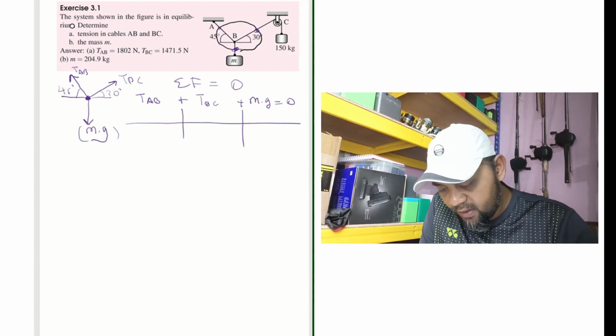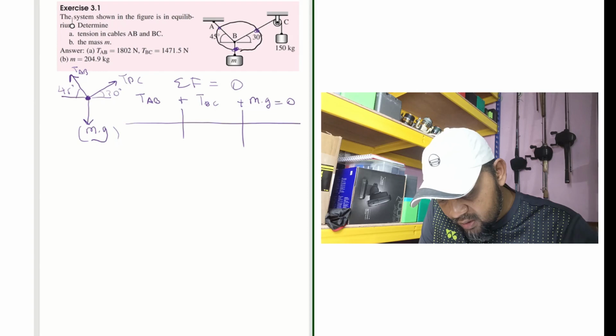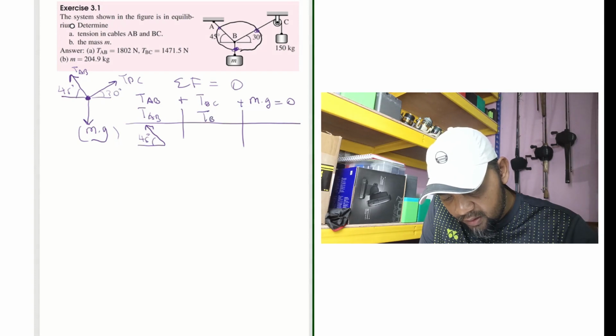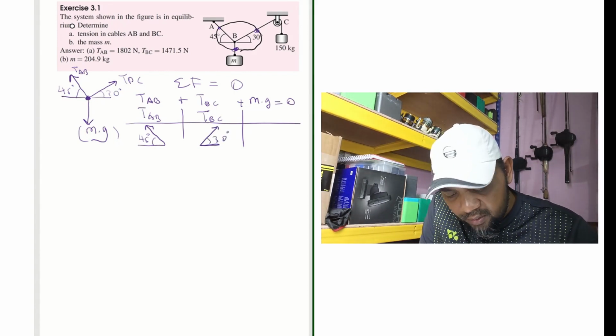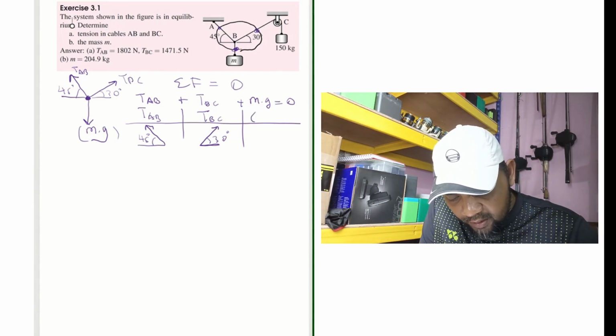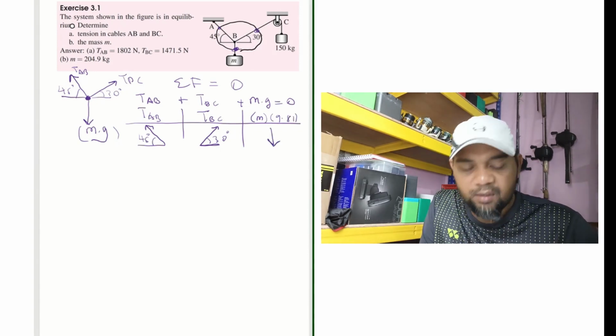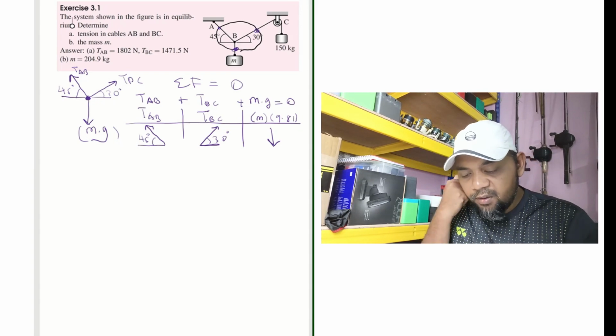Check for the unknowns. You have TAB, which is your first unknown, and the angle is known, in this direction, 45 degrees. TBC is also another unknown, and the angle is 30 degrees. mg is the one that you know, although m is also unknown, so it is m times 9.81, and the direction is downward.